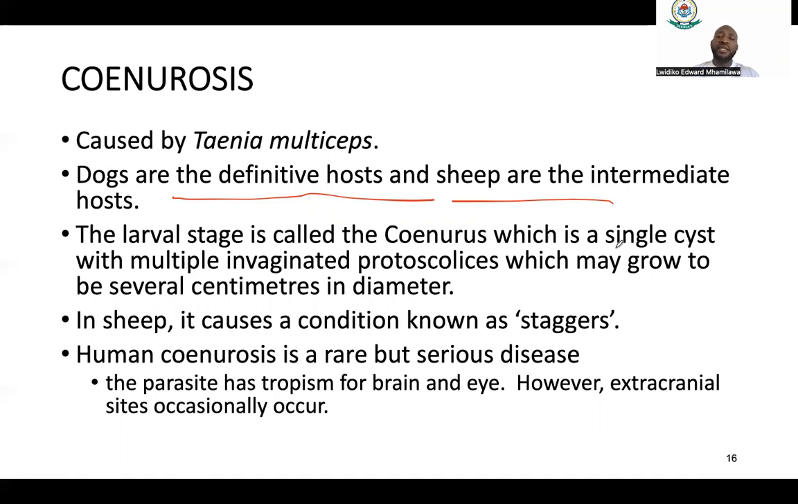So coenurosis in humans is a rare but extremely serious disease, because these parasites have tropism to the brain and the eye. Tropism meaning they are attracted to go and feed in the brain and the eyes. Although extracranial sites can also occur, it is mostly the brain and the eye, just like what you've seen in spargana.